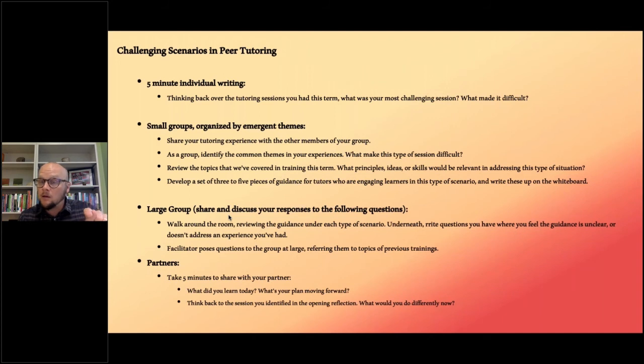When I put students in small groups, I'm modeling something that I really want them to do in the center. I really want tutors in my centers to, if they see students working on similar problems, try to put their heads together and think about those together. It's a skill I want them to practice. So I want them to see me doing it. Then let's put them in a large group so you can share and discuss your responses.